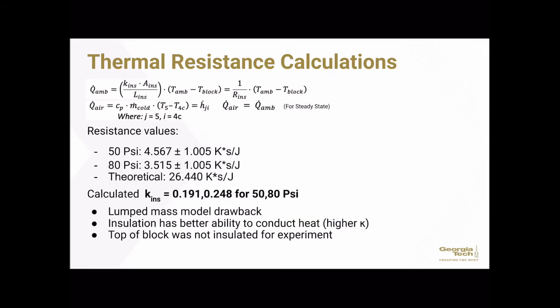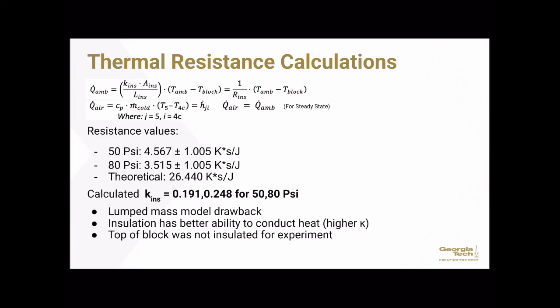Now we will be calculating thermal resistance. We will do this using an energy balance of the heat transfer to the air equals the heat transfer to the ambient surroundings plus the heat transfer to the mass. We can simplify that equation to Q dot air equals Q dot am because the change in temperature in steady state is 0, and therefore the Q dot mass term will drop out. Our values are listed on the slide, and as you can see, our theoretical value is much higher than the two pressure values calculated. This could be due to a couple of factors.